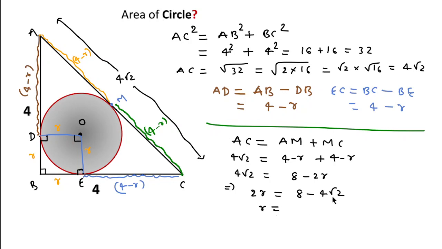R equal to, if we take common 2, then we can write 4 minus 2 root 2 by 2, 2 gets cancelled. So radius will be what? Radius will be 4 minus 2 root 2. So radius of the circle will be 4 minus 2 root 2.